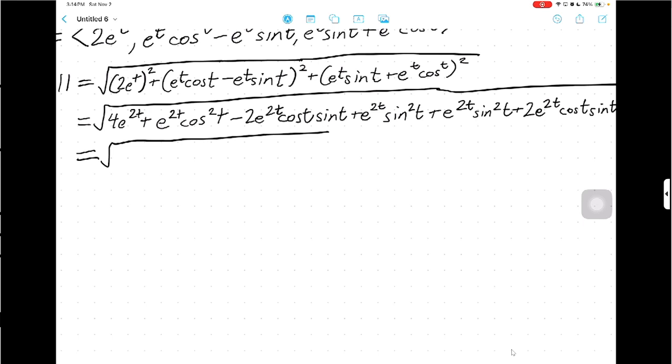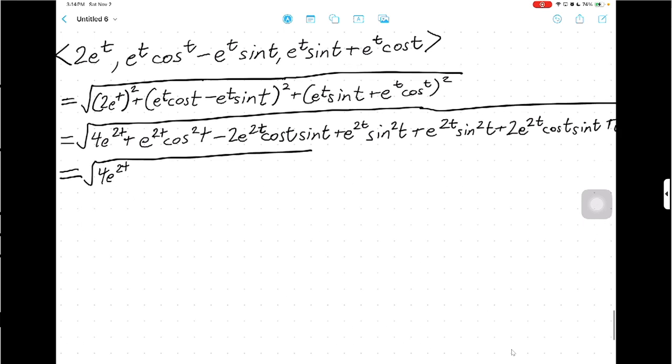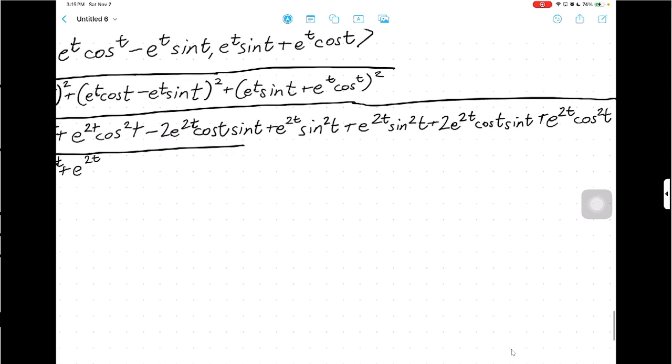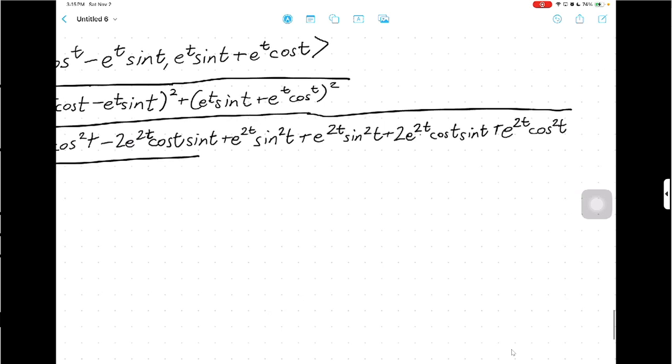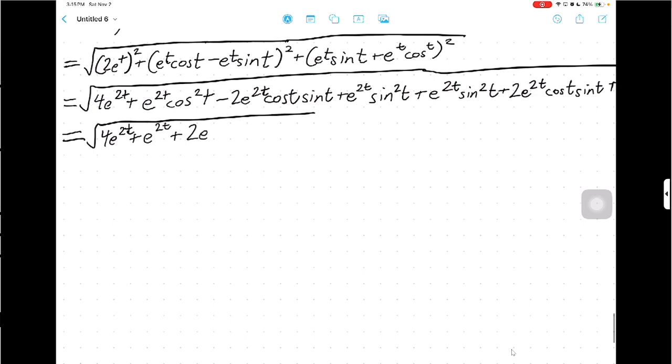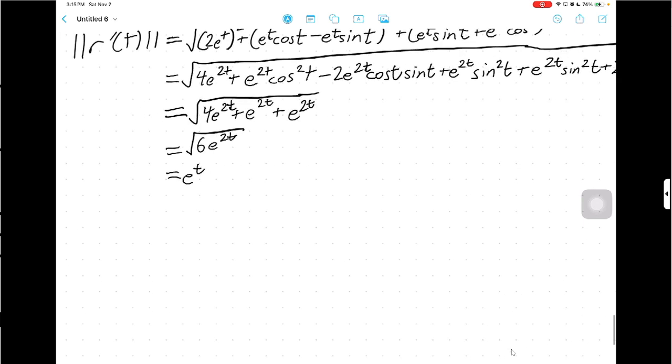Alright, now we're just going to simplify this expression as much as I can. So here I've got an e to the 2t cosine squared and e to the 2t sine squared, which is just going to become 1. Here we have minus 2e to the 2t cosine t sine t, and we have plus 2e to the 2t cosine t sine t. Those two are going to cancel. And then we have the same thing over here. No, 2e to the 2t should be just e to the 2t. So all in all, we get square root of 6e to the 2t, or e to the t root 6.